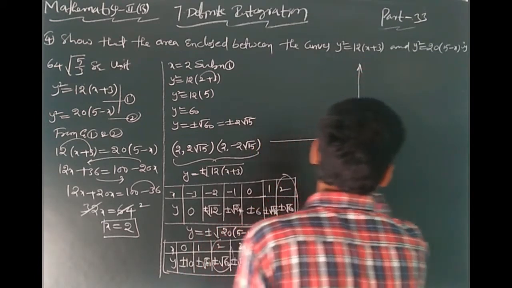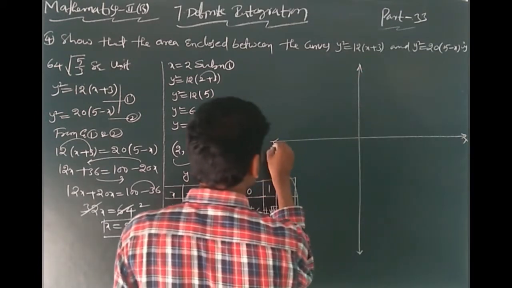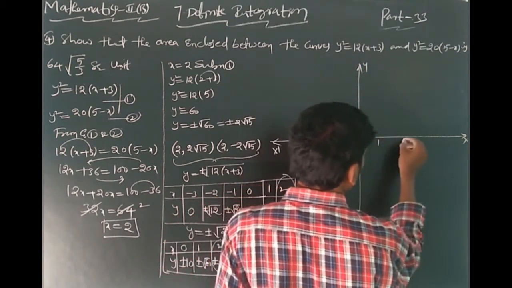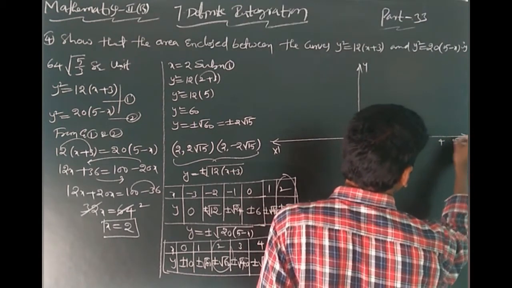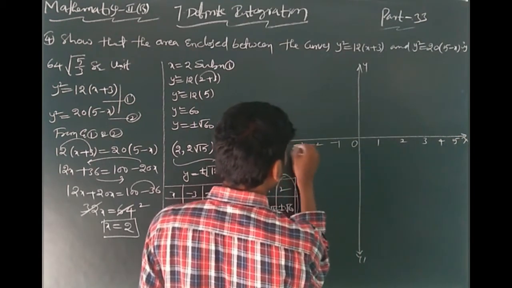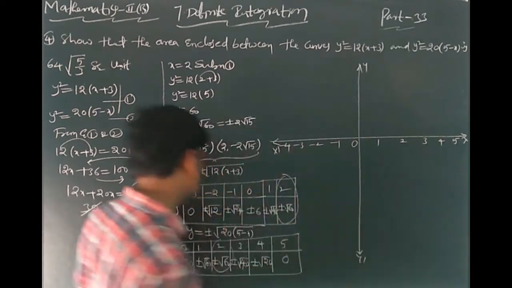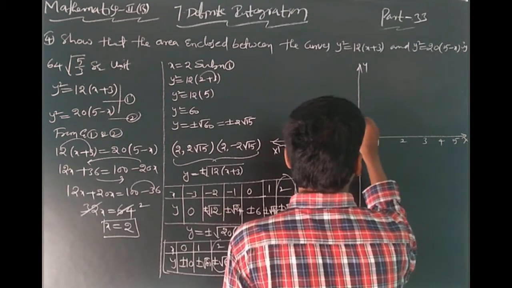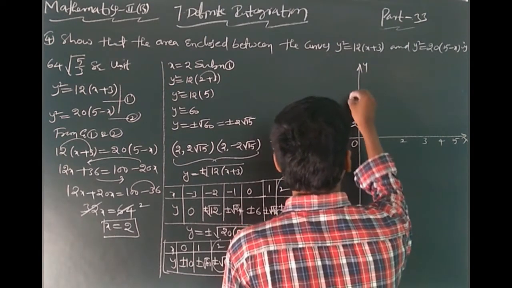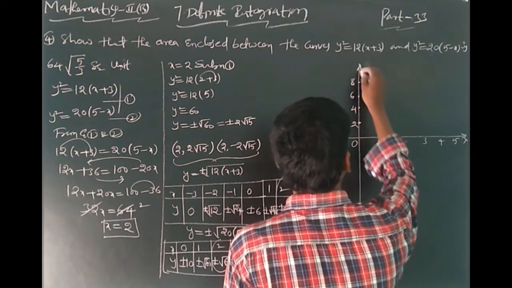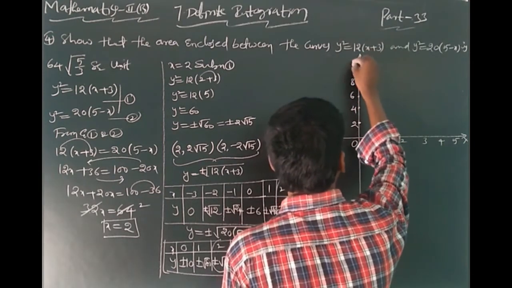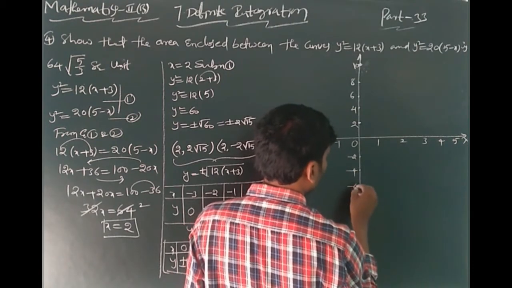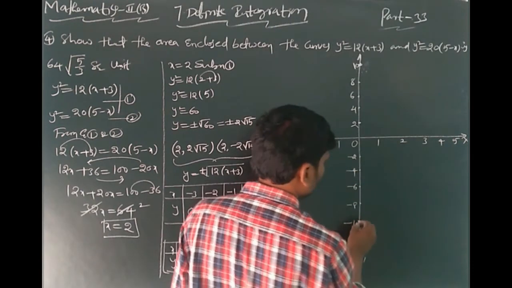This is the x, y axis. This one is the x axis, x dash, y dash, with 0, 1, 2, 3, 4, 5 and minus 1, minus 2, minus 3, minus 4. The y axis maximum value is 10, so we take 2, 4, 6, 8 and 10, and minus 2, minus 4, minus 6, minus 8, minus 10.